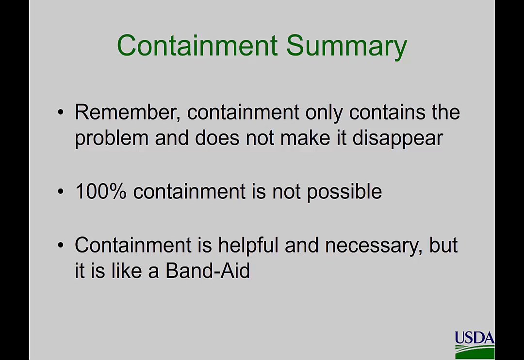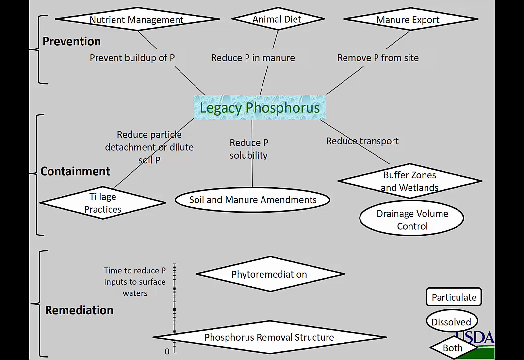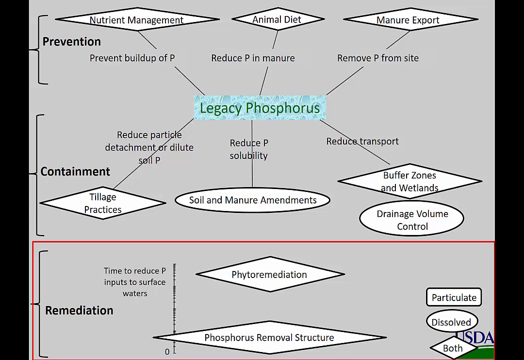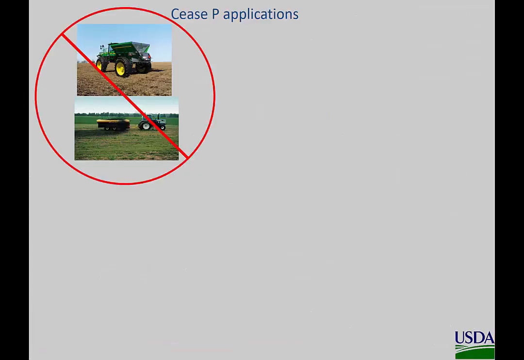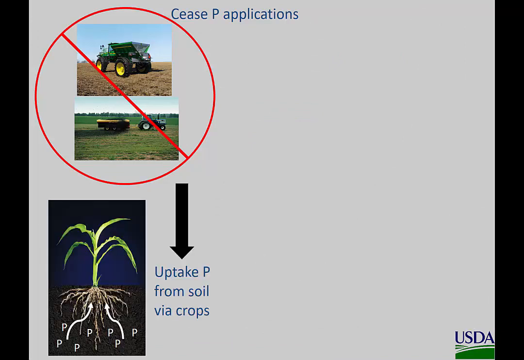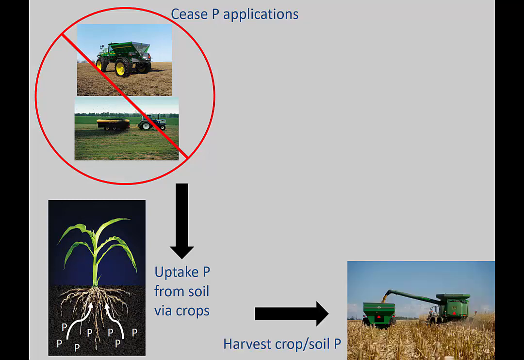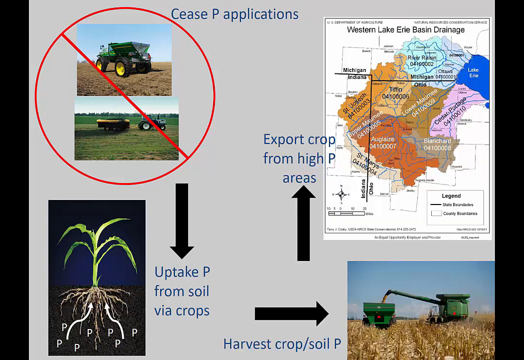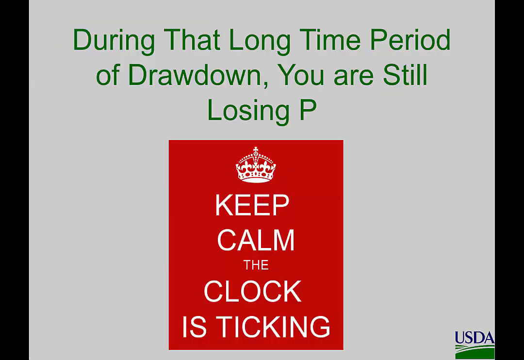So to get at the root of the problem, for legacy phosphorus at least, if you're not able to prevent its formation and we contain it, then the next thing is to get to the root of the problem and remediate it. Actually reduce the legacy phosphorus. I mentioned this earlier, ceasing phosphorus applications. Uptake the phosphorus, draw down through a crop, harvest the crop, get it out of the watershed, and draw those soil levels down. Again, the problem is that can take decades if your soil test P levels are really high.